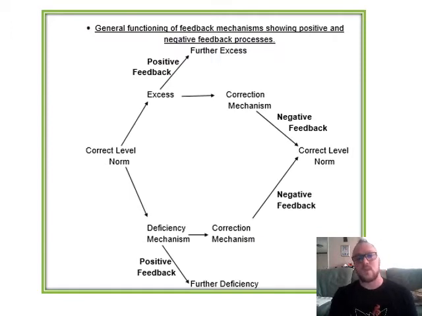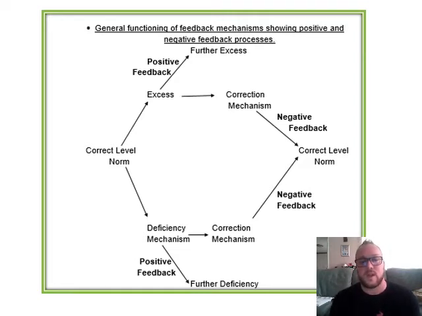So this is the general functioning of a feedback mechanism showing positive and negative feedbacks. So on the far left hand side, and please note this isn't cyclic, it's not a circle, it's from one side to the other side. So from the correct level, which is the normal level, to the correct level, which is the normal level on the other side as well. So we're going to deal with the top half, and then we'll deal with the bottom half.